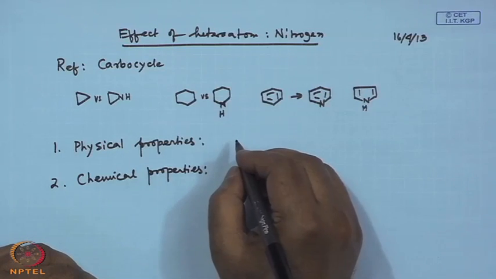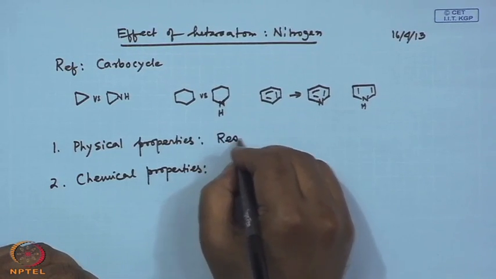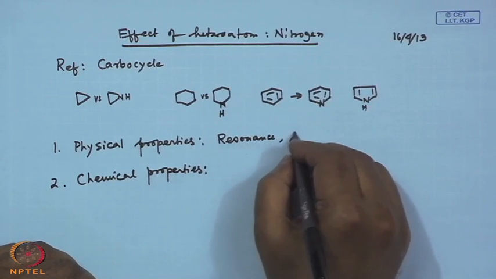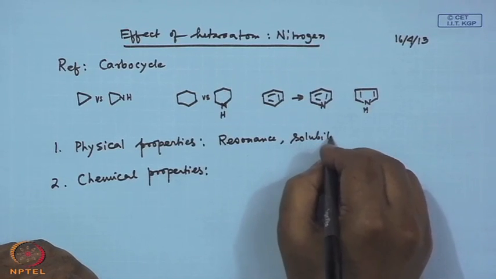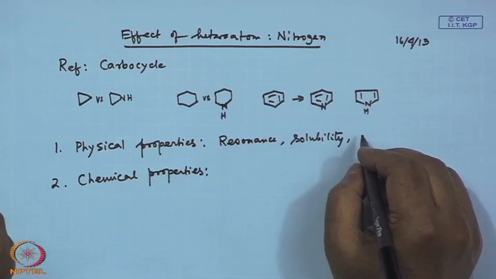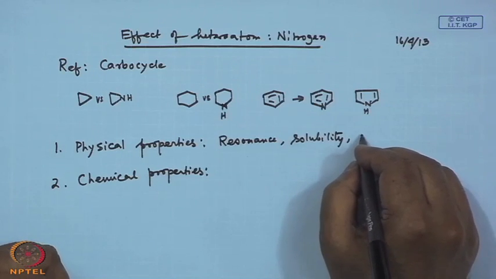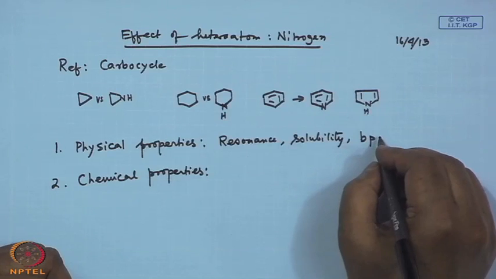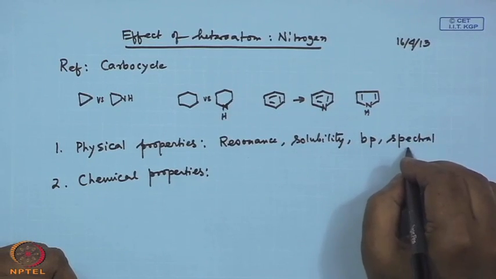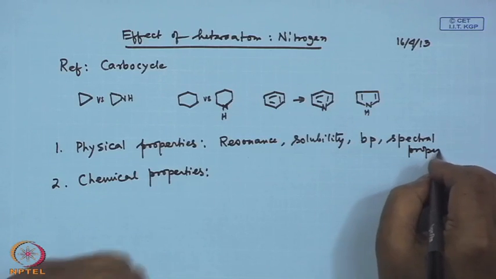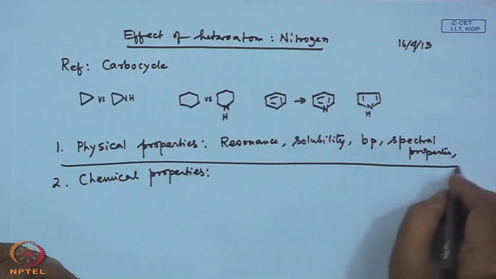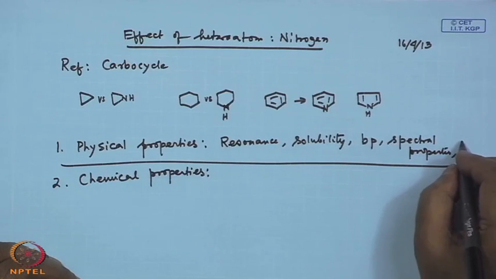When I say physical properties, of course, you have to know what it is, like bonding. Bonding is a physical property, but since we are organic chemists, I think we will start with resonance. Resonance and solubility are very important, especially in the case of heterocyclic chemistry, because to isolate and purify the compounds, you have to have a clear understanding of solubility. Then boiling point, of course, that is good. And then what? Spectral properties, that is also important. And what more? It could be the anomeric effect.